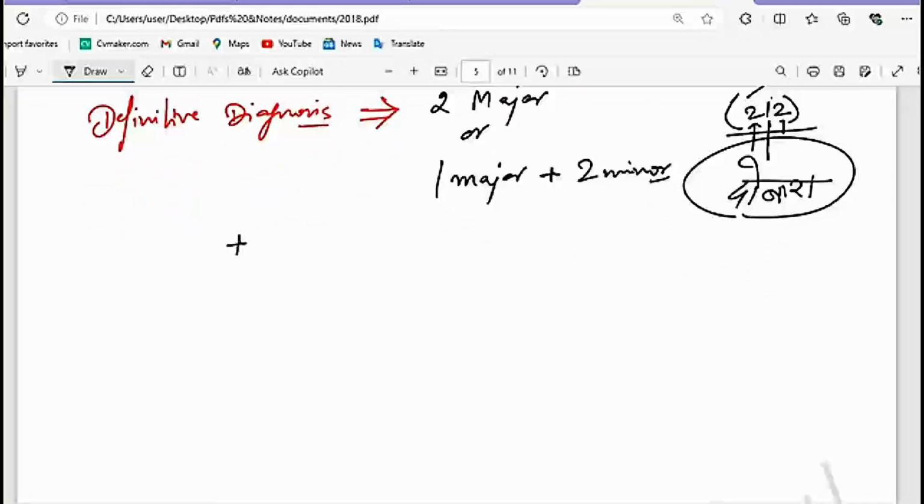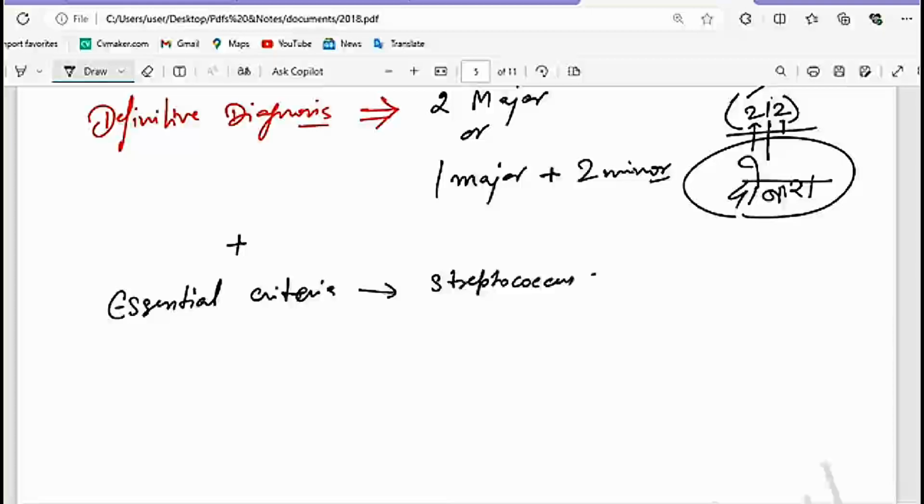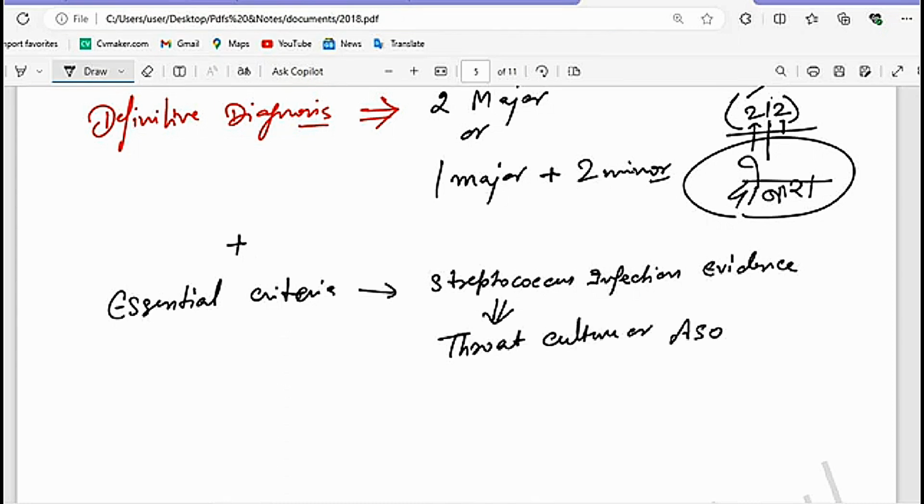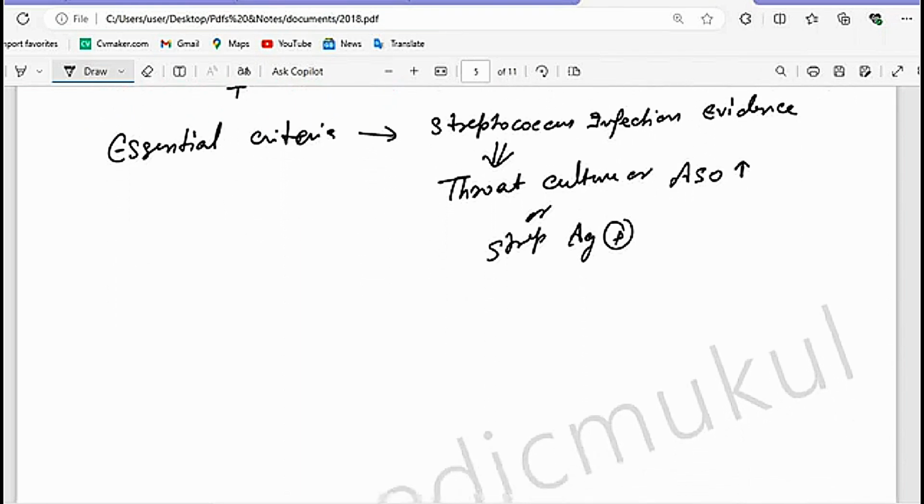Along with that, there is an essential criterion. In the essential criterion, we need evidence of prior streptococcal infection. To show the streptococcal infection, we take a throat culture, or the ASO, anti-streptolysin O titer, will be increased, or the strep antigen will be positive. If this is present, we call it the essential criterion.